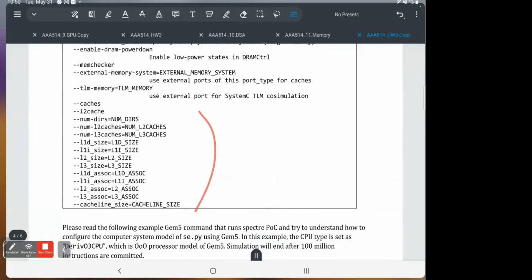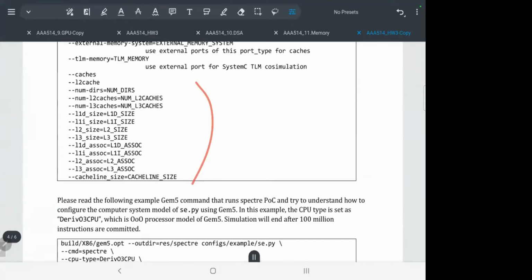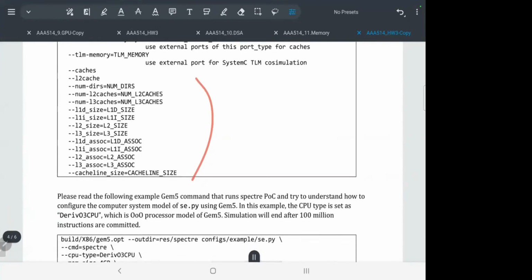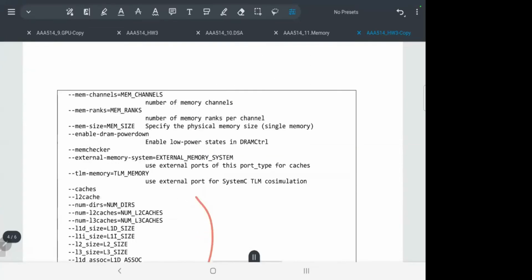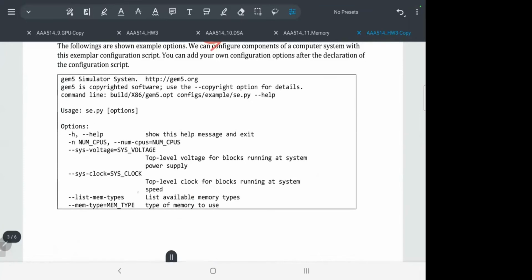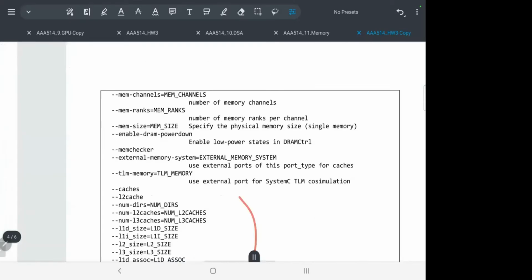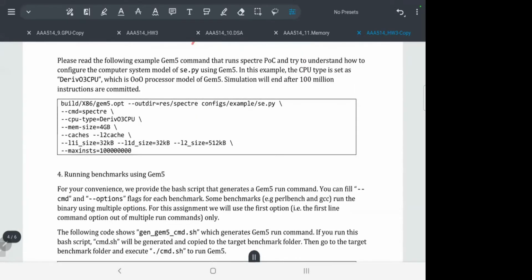Okay, so as you can see, we can set the size of the cache. We can also set the associativity of the different cache configurations. Also, we can configure the memory, the processor type, the CPUs. In the default processor models, we can configure the different system model.